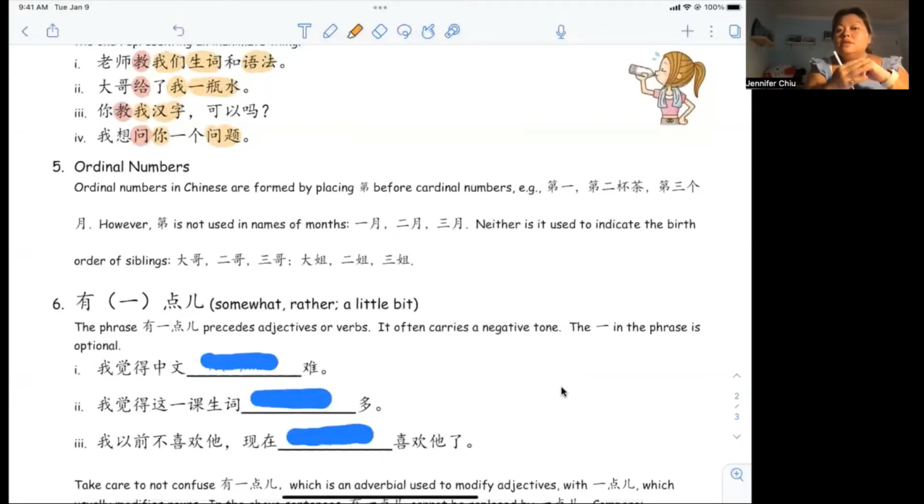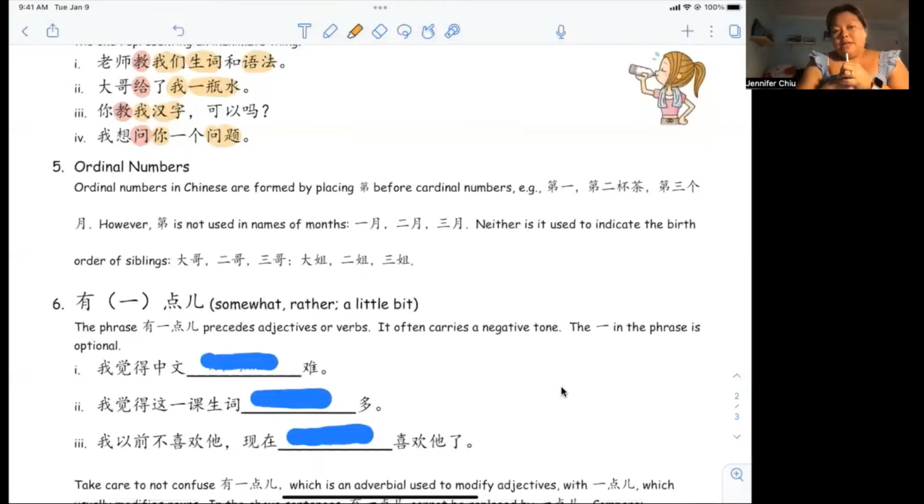But it says it's not used in the naming of the months. In English, we don't say first month, second month, third month. Anyway, we call it January, February, March. So in Chinese, it's just 一月, 二月, 三月, just the numbers. Same thing with your birth order. I think I mentioned this before. My own family is big. I'm the fourth one. So my mom used to call us 老大, right? 老大 is the biggest one. 老二, 老三, 老四, 老五. So I'm 老四, the fourth one, right? So you don't hear her say 第一, 第二, 第三, 第四.